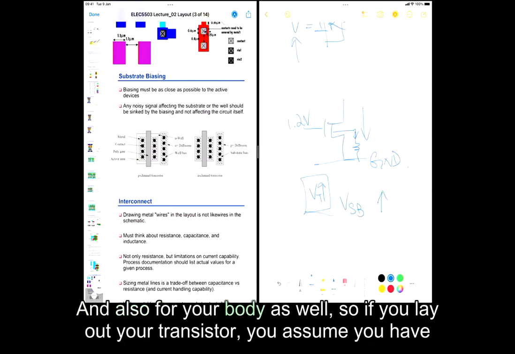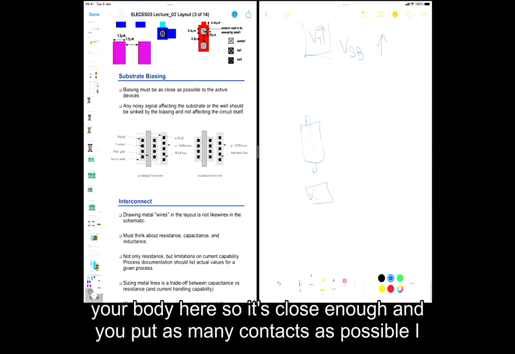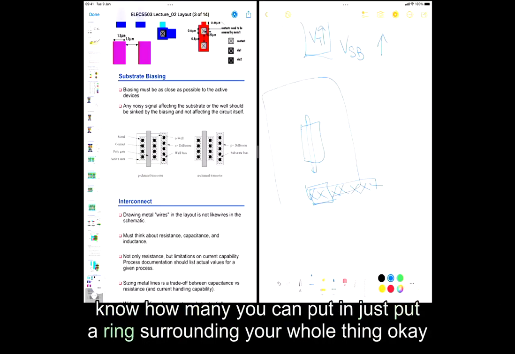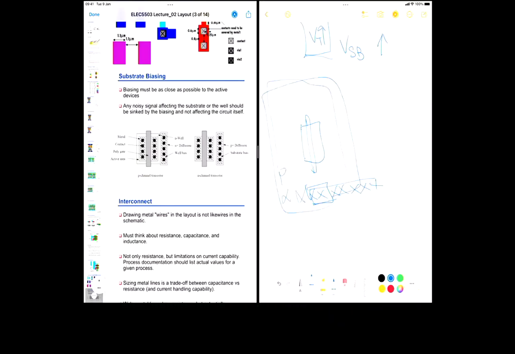And also for your body as well. If you lay out your transistor, assume you have your body here. It's close enough and you put as many contacts as possible. I don't know how many you can put in, just to put a ring surrounding your whole thing. That's the best you can do.